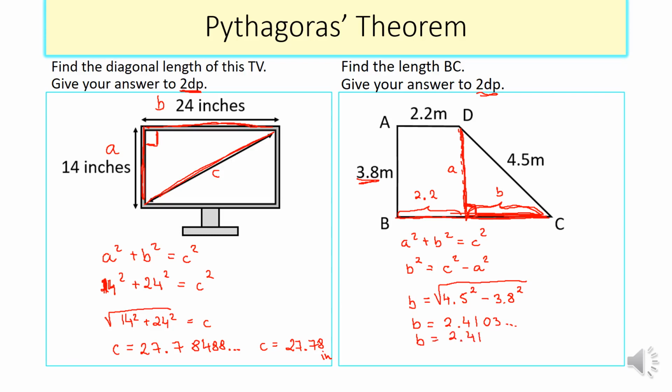Now notice that the question was asking to find the length of BC. So this is not my final answer. I need to now add it to this part here, which is 2.2. So 2.2 add 2.41 is going to be the length of BC, and that is 4.61.